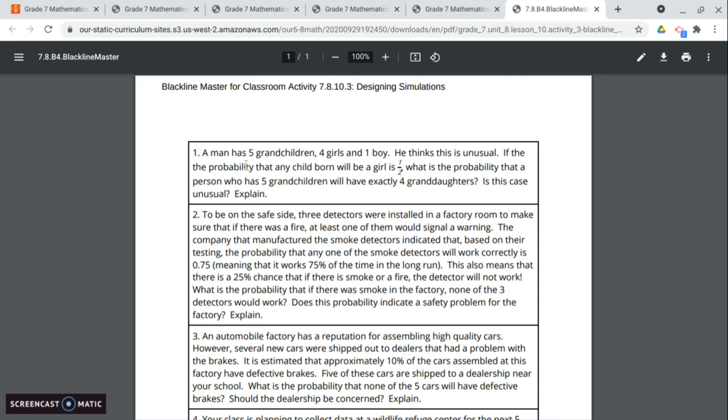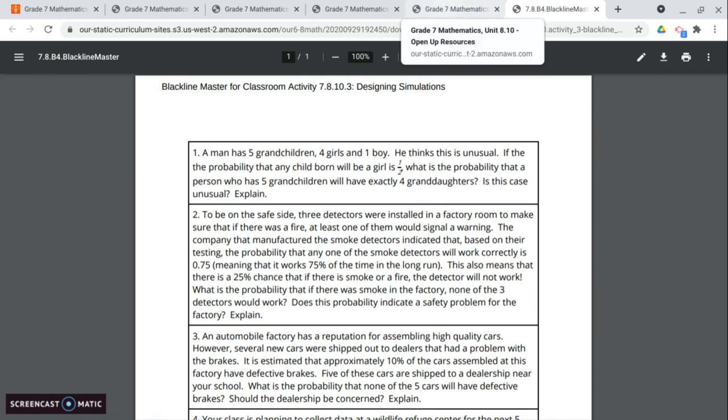A man has 5 grandchildren, 4 girls and 1 boy. He thinks this is unusual. If the probability that any child born will be a girl is 1/2, what is the probability that a person who has 5 grandchildren will have exactly 4 granddaughters? Is this case unusual? Explain.